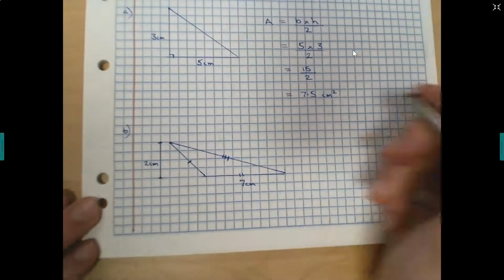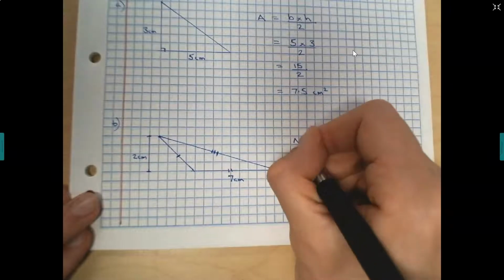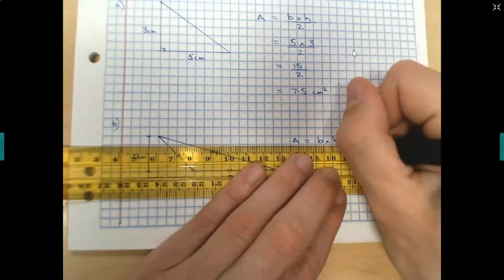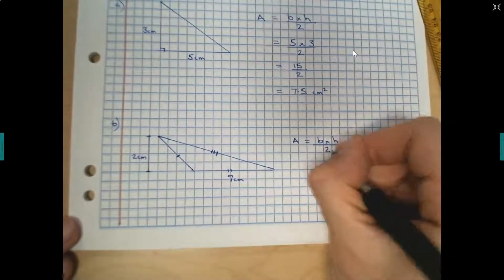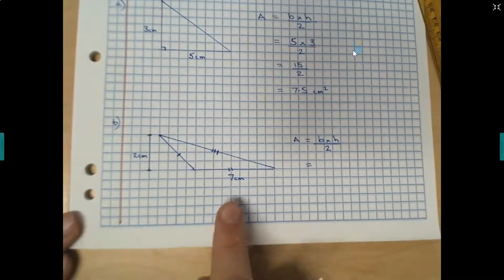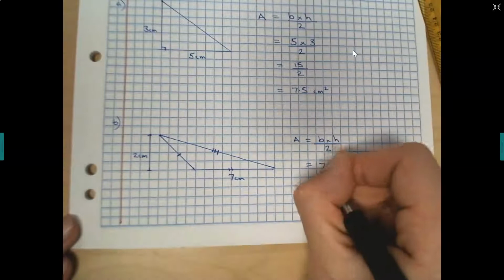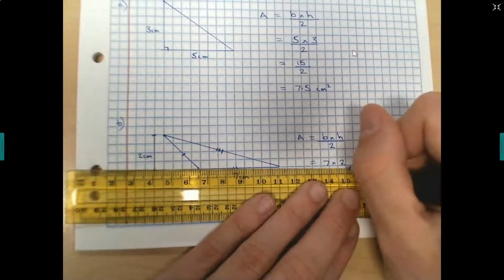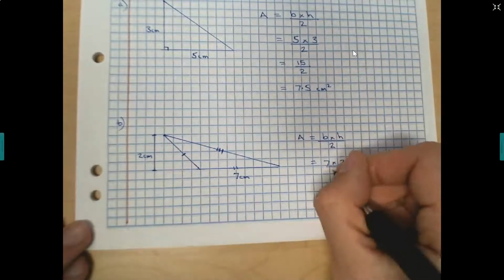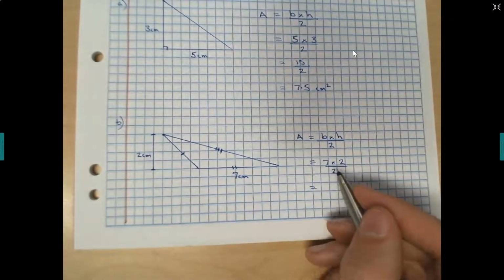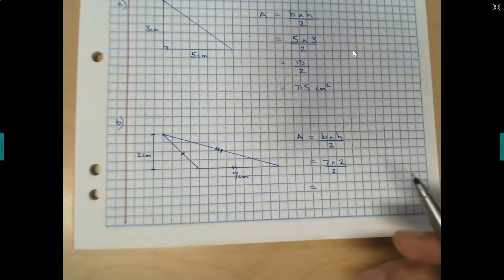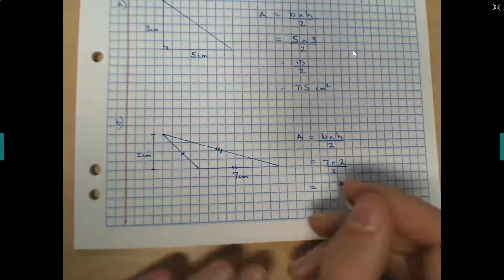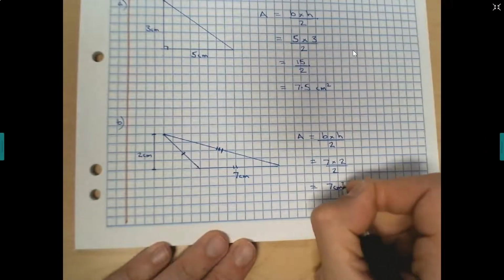then to find the area, it's going to be base times height over 2. So I've called my base 7 times the height, which is 2, over 2. And we know that that's going to be 14 over 2, which is 7. Or you could simply just see that the two 2's cancel each other out, and you're left with 7. So we're left with 7 centimeters squared.